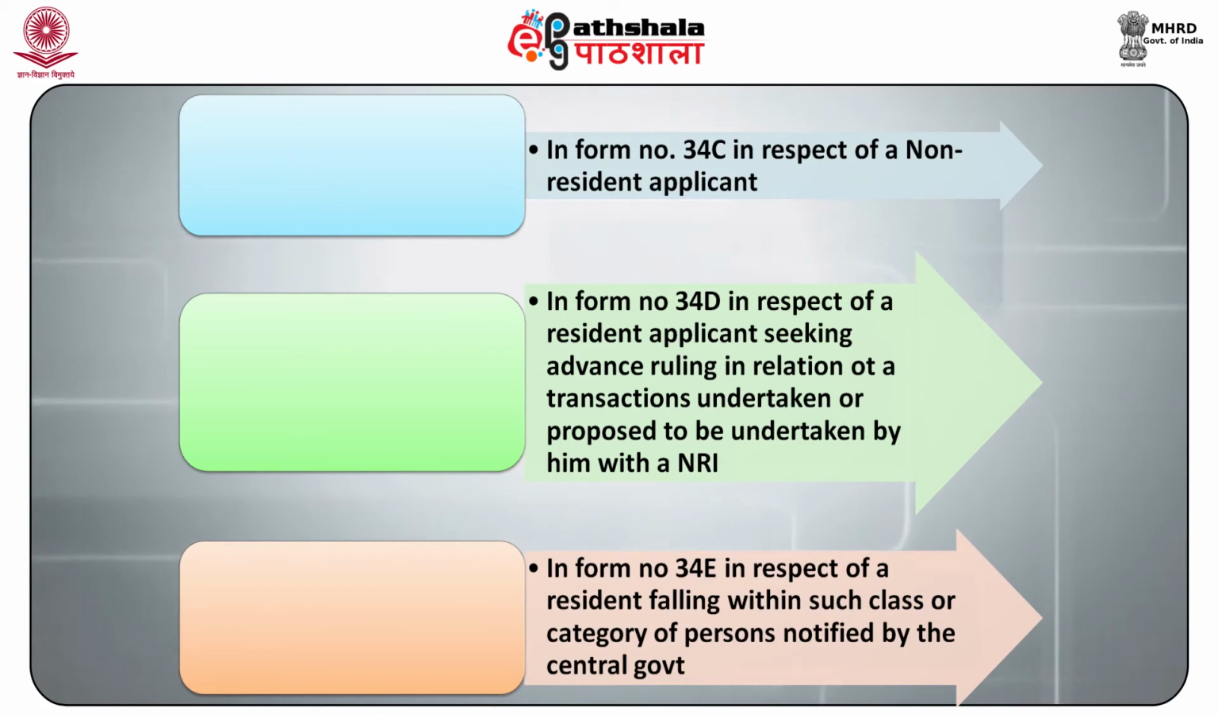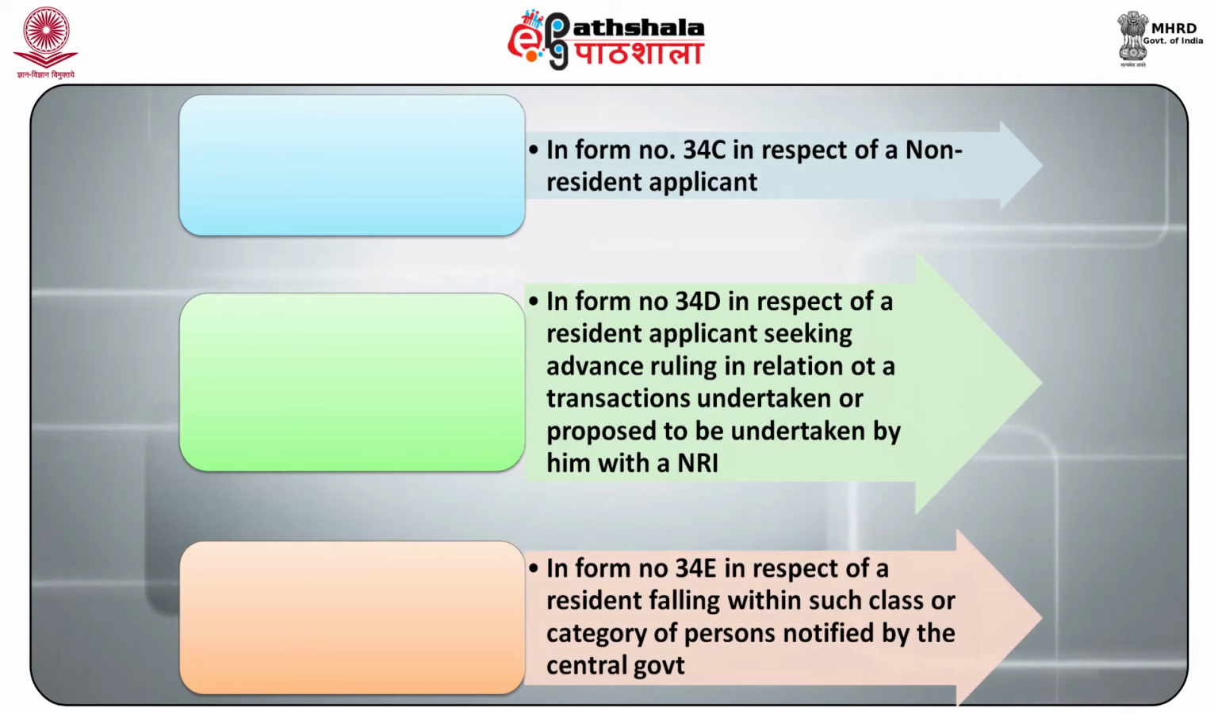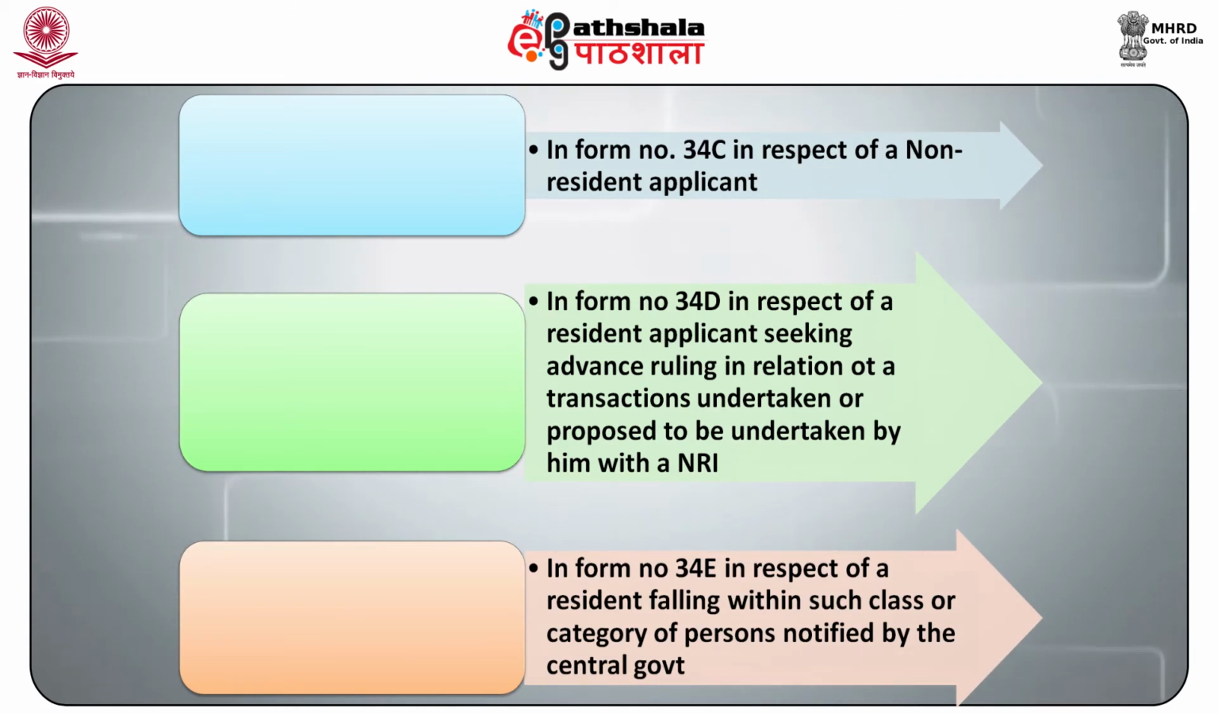C. In Form number 34E in respect of a resident falling within such class or category of persons notified by the Central Government. Second, the application should state the questions on which the advance ruling is sought. Third, the application should be accompanied by a fee of Rs 2500 in the form of a demand draft drawn in favor of the Authority for Advance Ruling.